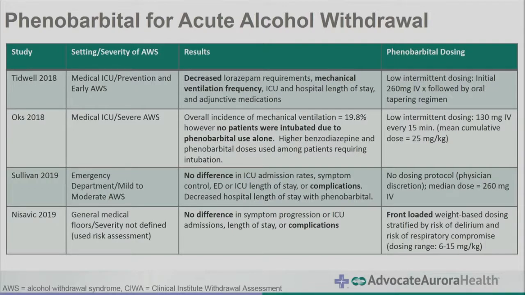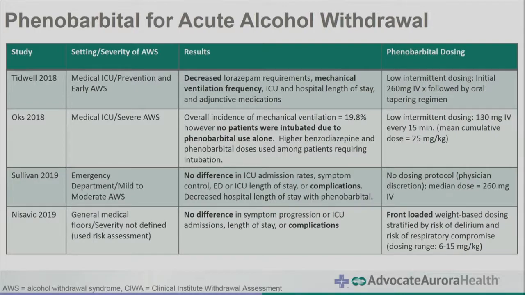And what they basically did is they risk stratified these patients by respiratory compromise risk. If they had a higher risk of respiratory compromise, they got a lower dose of maybe 6 to 8 milligrams per kilogram of phenobarbital. If they had no complications or risk, they got a higher dose of 12 to 15 milligrams per kilogram. And basically, they found no difference in outcomes or complication rates. So that's what I wanted to point out.